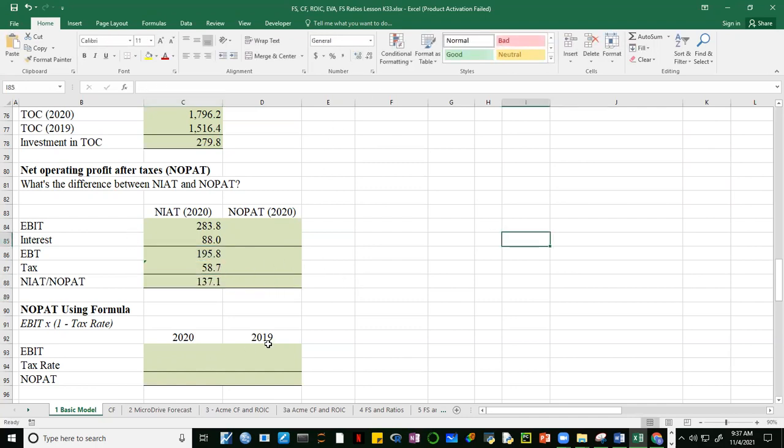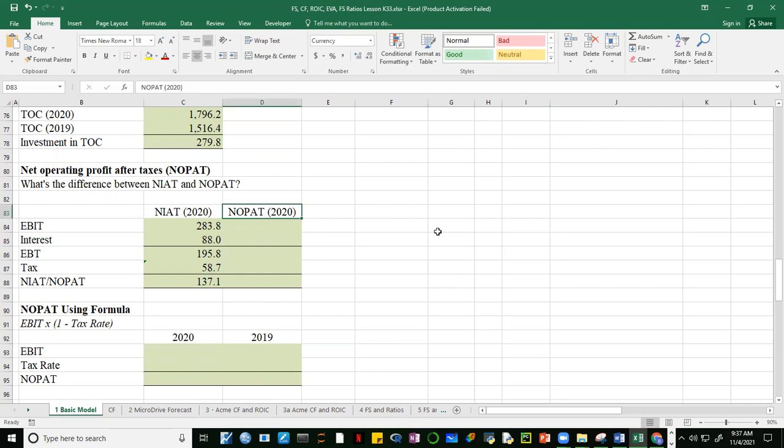137.1, which is the same as your net income after tax above. There's nothing new that we computed there. It's just the same. Now, how about NOPAT? This is net operating profit after tax.